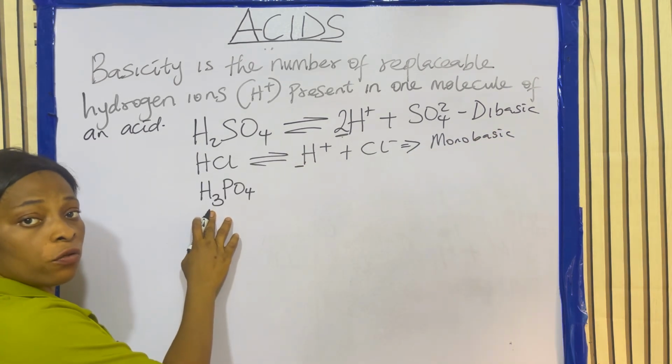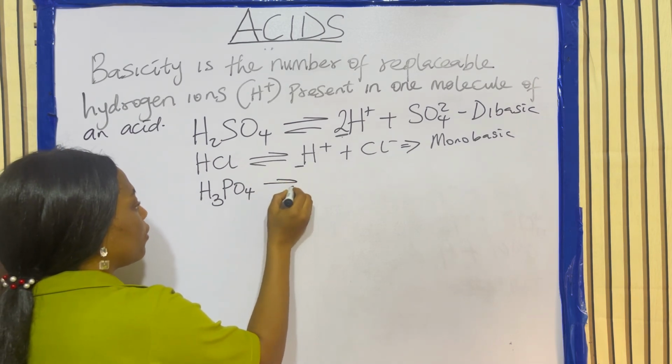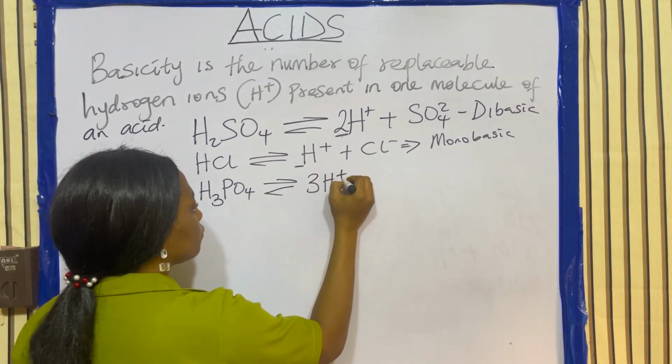Let's look at tetraoxophosphate V acid. When it ionizes, it gives us what?